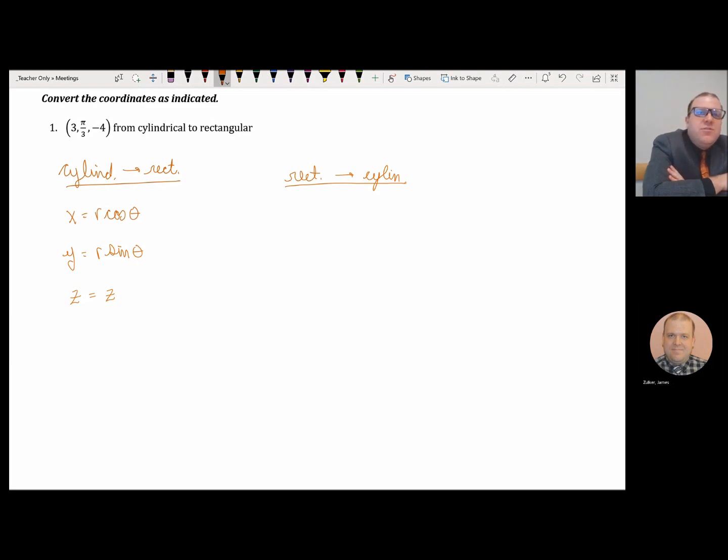Which one of the 3 to go rectangular to cylindrical? Theta equals arctan y over x. Okay, be careful because that is not the relation. The relation is tangent of theta equals y over x. And you can't just take the inverse tangent of both sides, for the reason that we explained on the first problem set. Inverse tangent only gives you quadrant 4 and quadrant 1, but you could also be in 2 and 3.